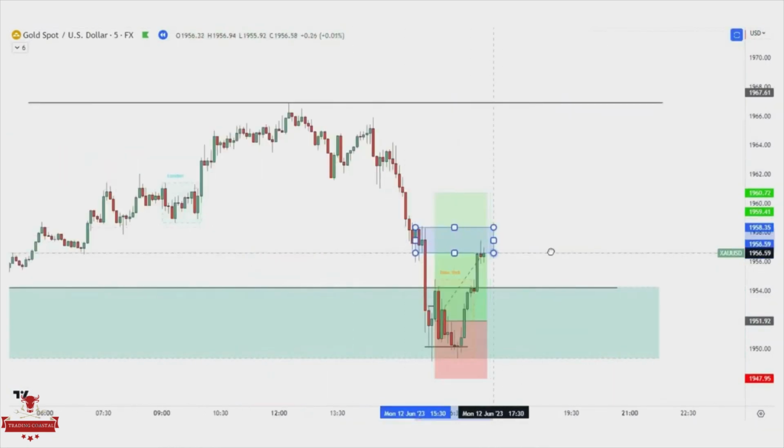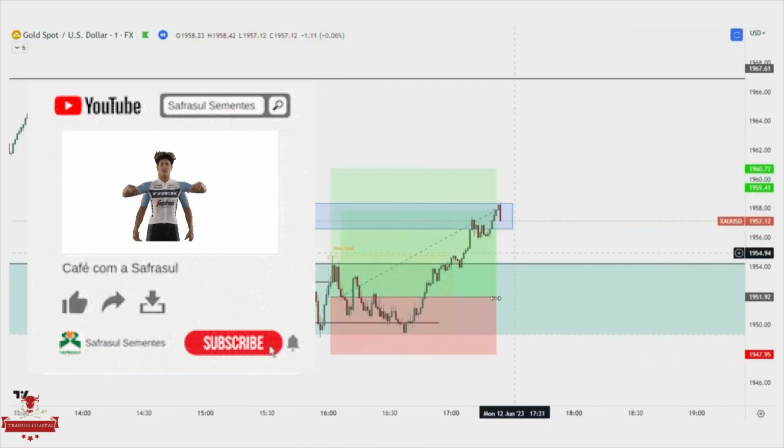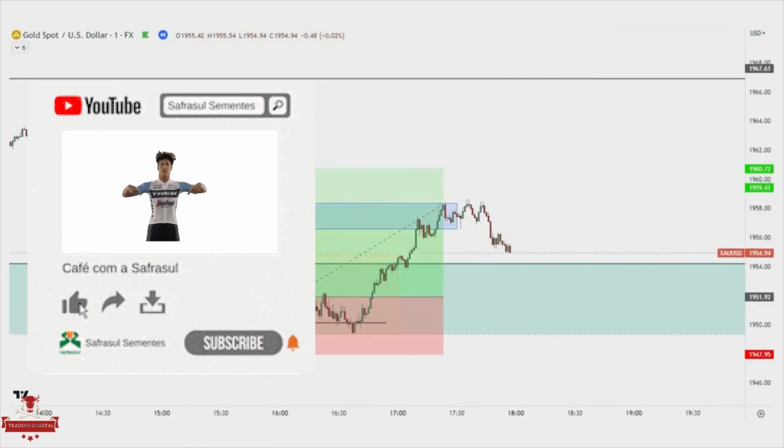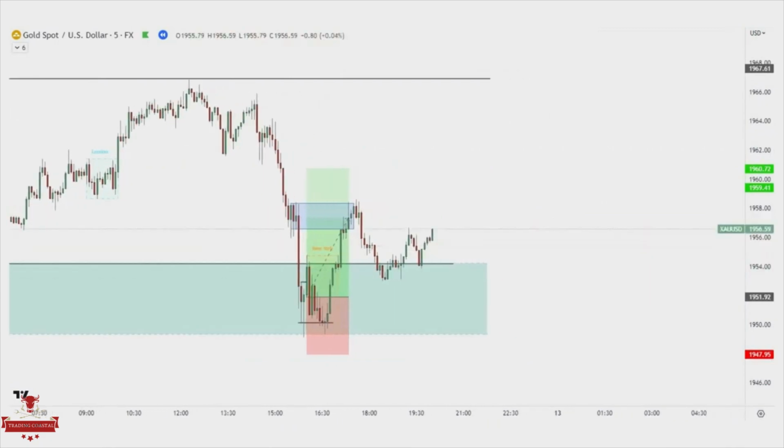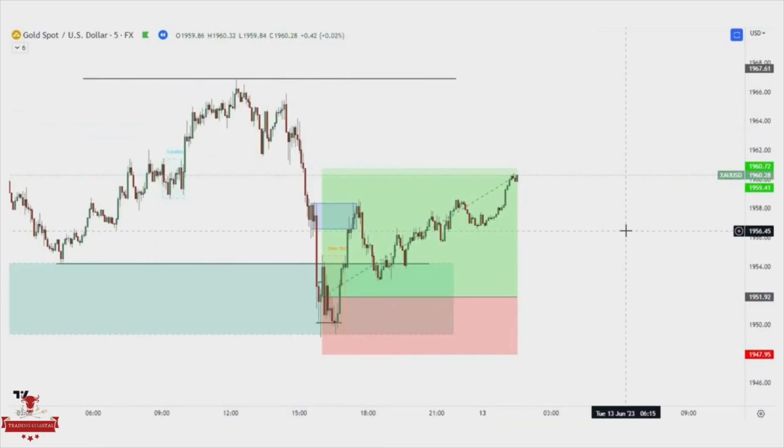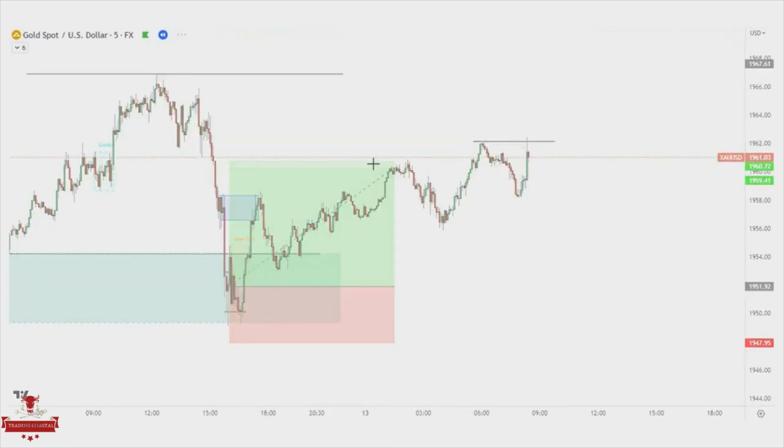I managed to close all the position at supply zone order block. Eventually price reached the full target, but I prefer not to hold these types of trades more than 3 hours.